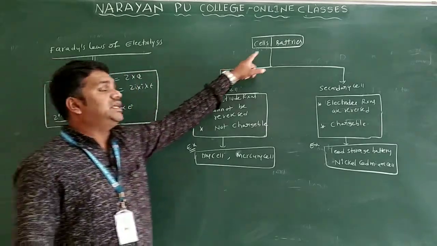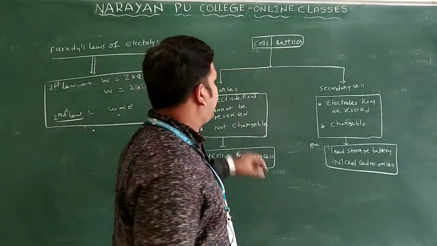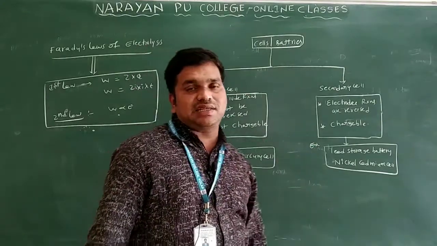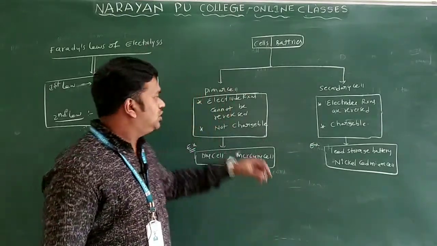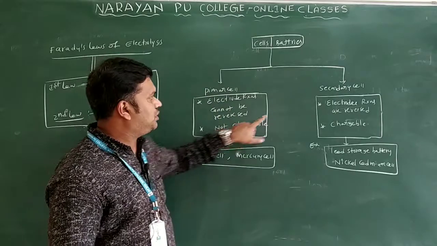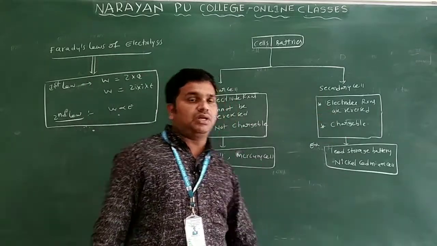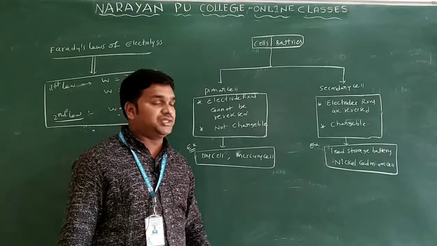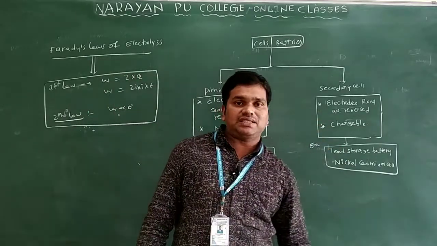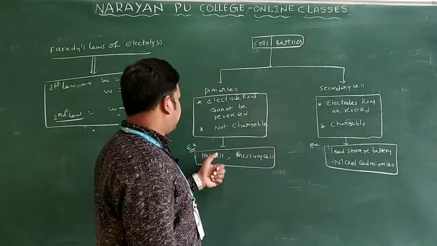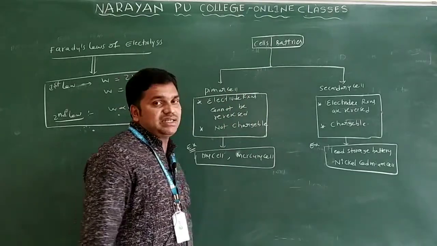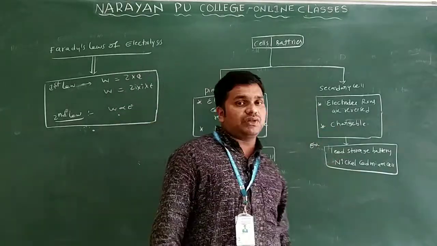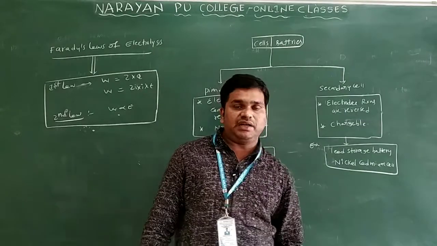And come to the next one, this is the cells or batteries only. Primary cell and secondary cell, we have two types of cells. Primary cells are not rechargeable, secondary cells can be recharged. In the primary cells, electrode reactions cannot be reversed, but in case of secondary cells, electrode reactions can be reversed only. So what are the examples for the primary cells? Dry cell and mercury cell. And what are the examples for the secondary cells? We have lead storage battery, nickel cadmium cell.